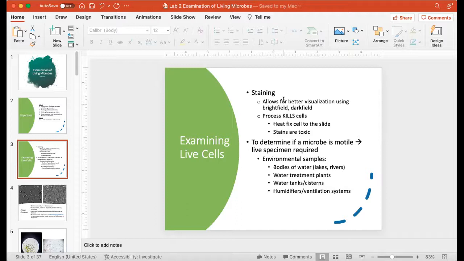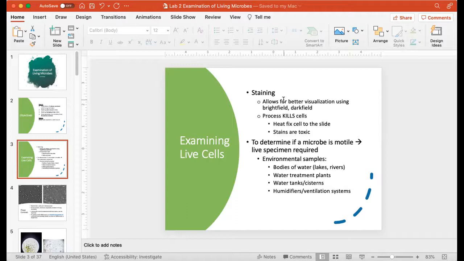We also examine samples from water treatment plants. Water treatment plants are trying to get water back into the environment after it's been treated to get rid of microbes that come from human waste and so on. Water tanks and cisterns. There are a lot of places here in New Hampshire where people are drawing their drinking water out of a well. Some people are storing water in tanks or cisterns.